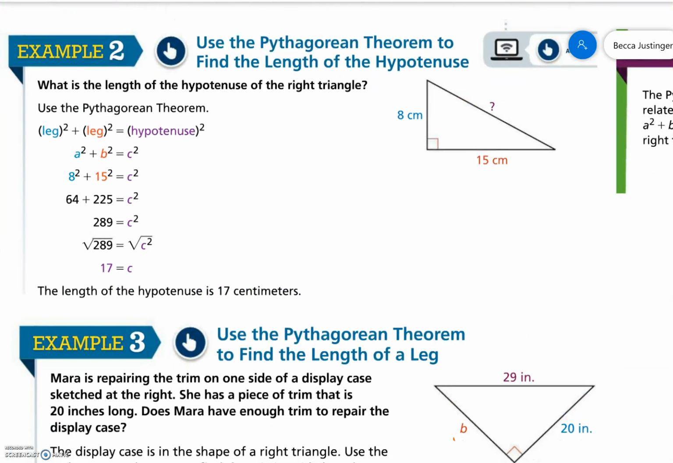Example 2. Use the Pythagorean theorem to find the length of the hypotenuse. So this is when we don't know what c is. So we have to solve for c. So we plug in this 8 for a and 15 for b. 8 squared is 64. 15 squared is 225. Add those together, we get 289. To get c by itself, to get rid of the squared, we have to take the square root of both sides. So the length is 17.